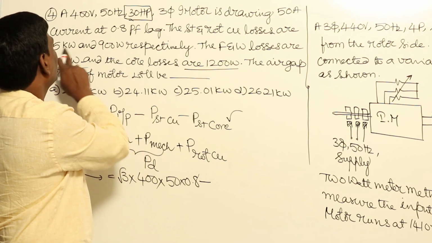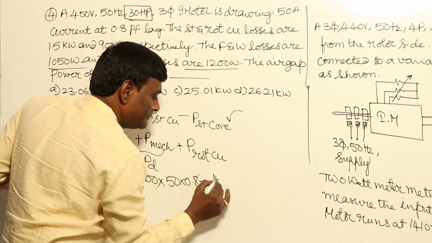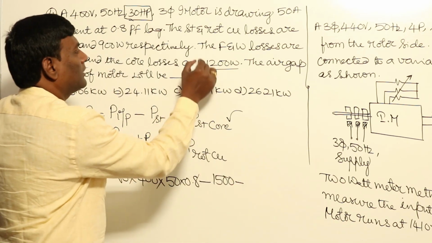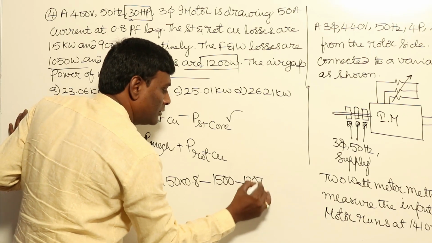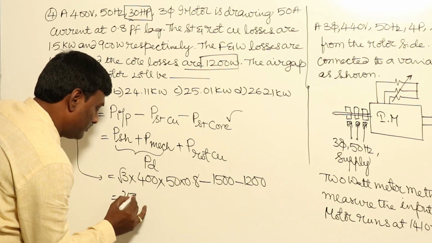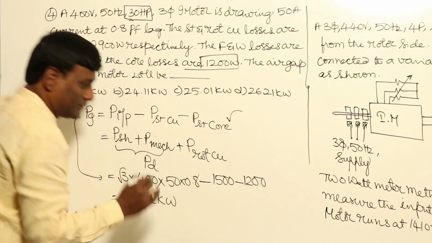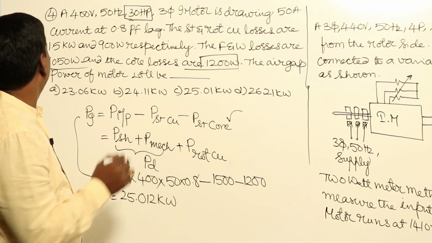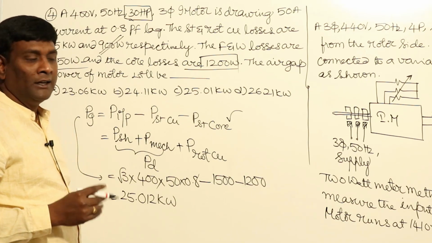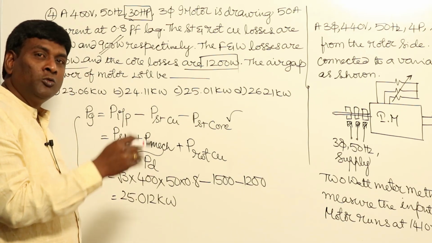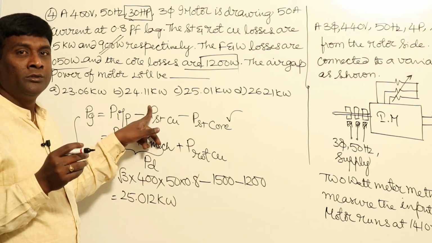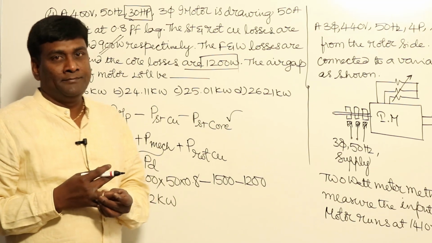Stator and rotor copper losses are 1500 and 900 watts respectively. So 1500 is the stator copper loss, minus the stator core loss. Stator core loss they have given as 1200 watt. So that is going to be the air gap power, 25.012 kilowatt. Whatever may be the extra information, the 900 watts of rotor copper loss is extra information here. So air gap power minus rotor copper loss is going to be developed power, minus mechanical loss is going to be shaft power. So in this question we have to use the exact equivalent circuit.